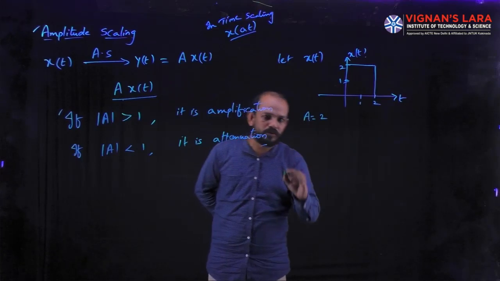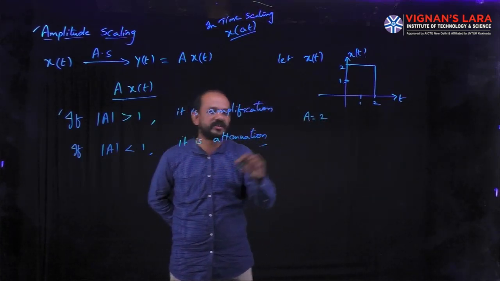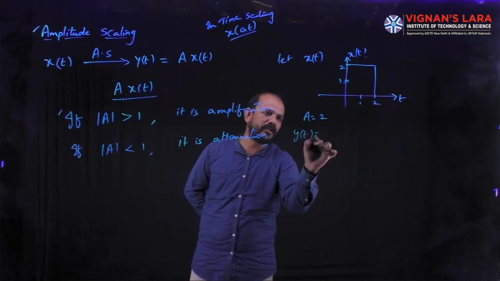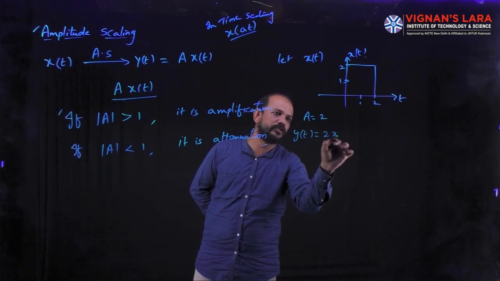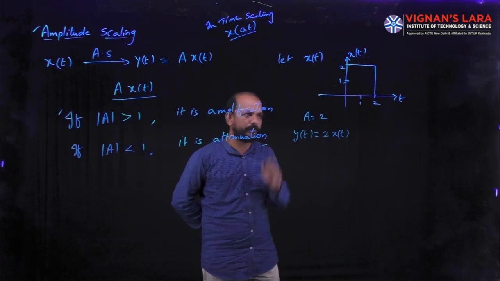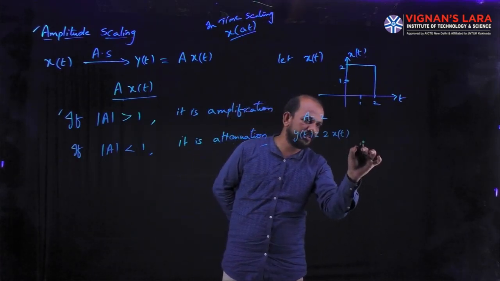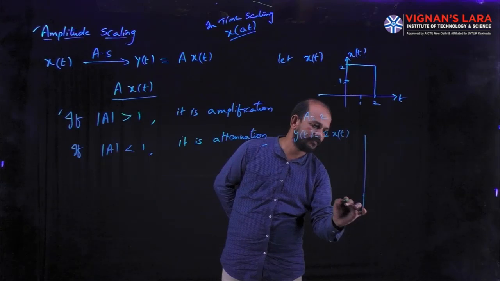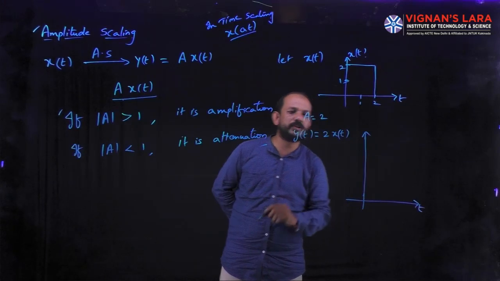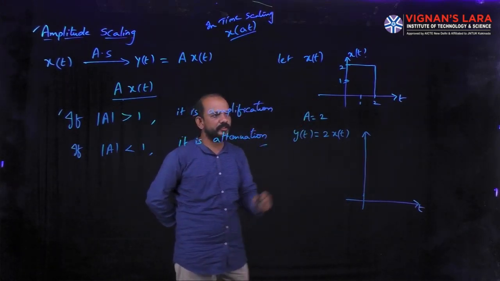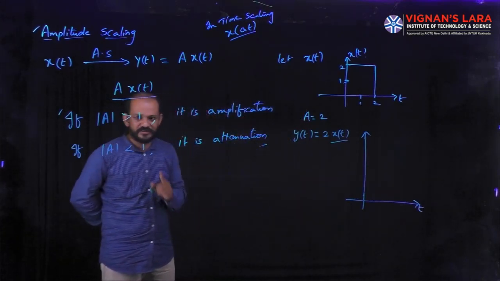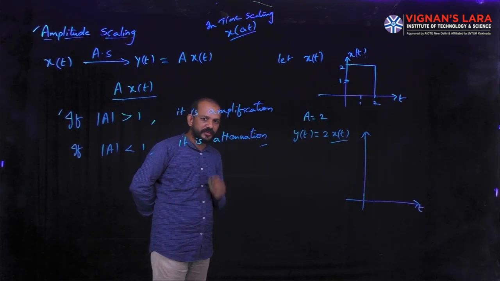Okay, how will it happen? See, now the amplitude scaled version for A equal to 2 is y of t equal to A into x of t, that is 2 into x of t. Actually, this is x of t. Now we go for 2 into x of t. So how will you draw that one? This is t, and this is 2 into x of t. So I will take this as 2 into x of t on the y-axis. Now, is there any change in time? There will be no change in time.